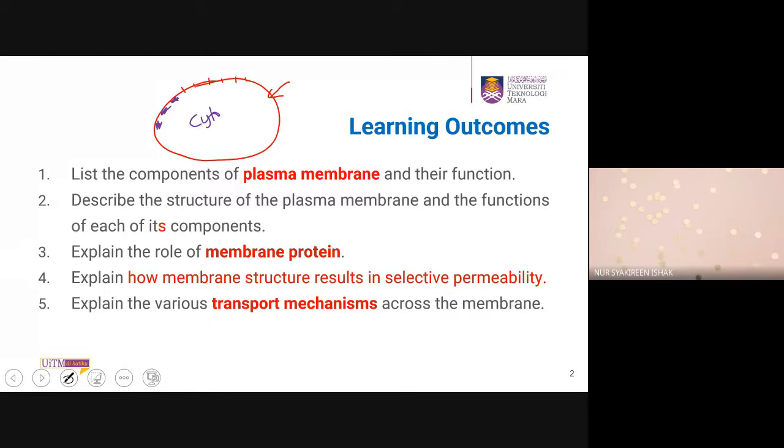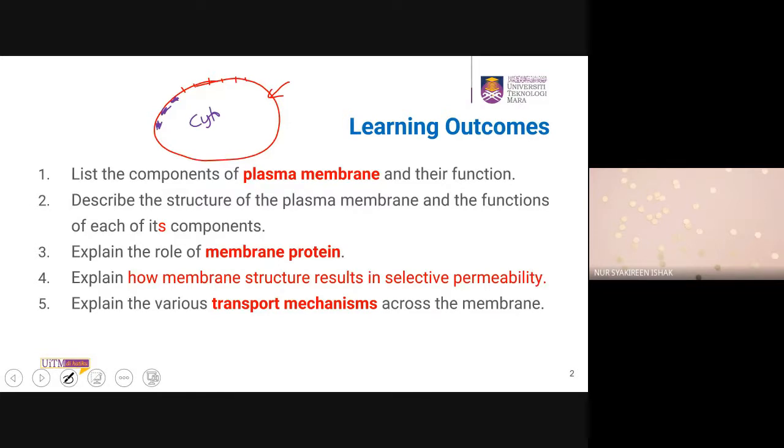What are the factors that cause the membrane to be selective in allowing certain substances to enter and exit the cell? So number 5, explain the various transport mechanisms across the membrane. Substances can enter into the cell or exit the cell through diffusion, such as cholesterol, or some other molecules can enter into the cell through passive transport. Diffusion is a type of passive transport, but you have passive and also active. So for passive you have diffusion and the other one, which is facilitated diffusion.